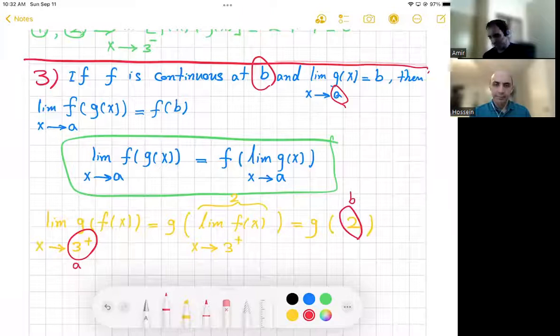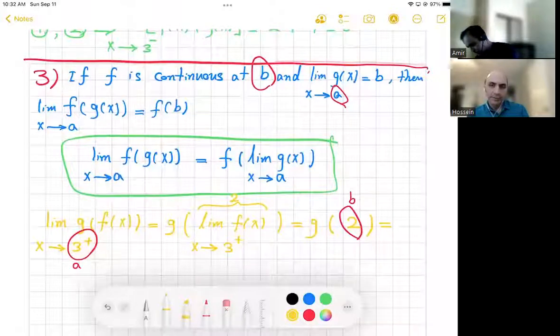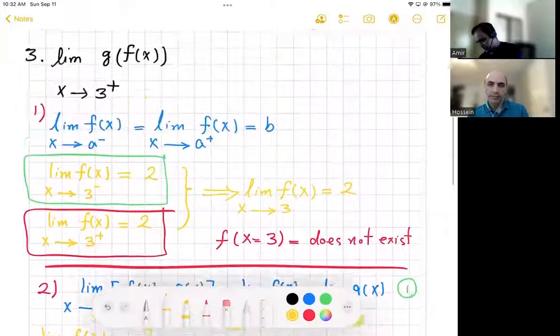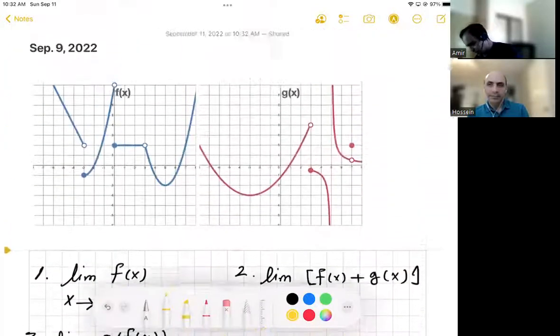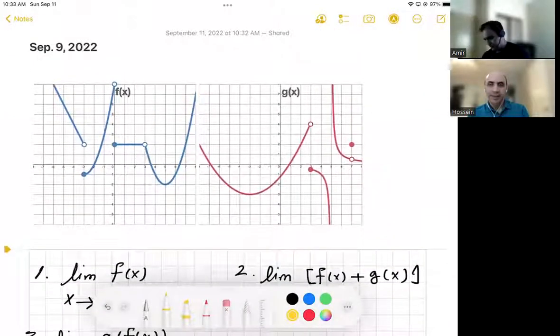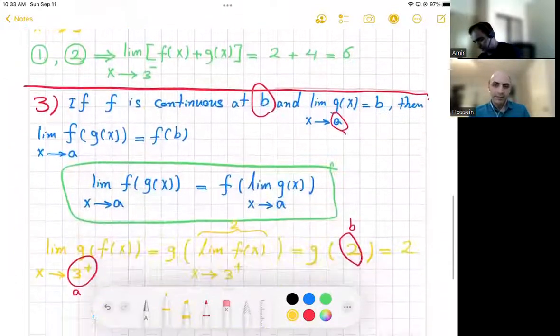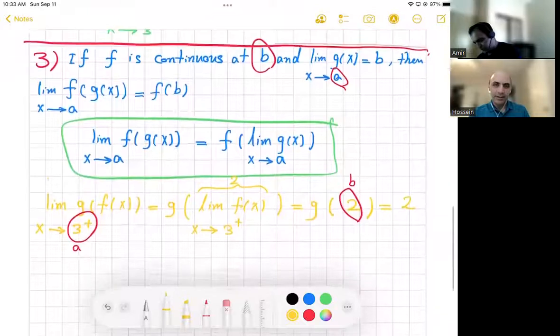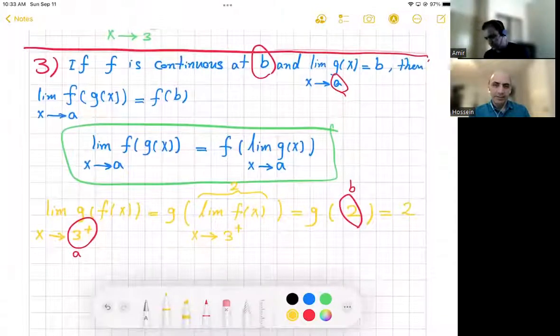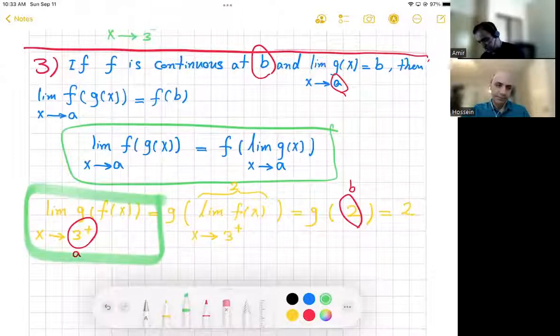Do you agree? Yeah, that's correct. And the value is going to be 2, because g of x at 2, based on the graph, is equal to 2. So I think that concludes the third problem, and the value of the limit of this function is 2.